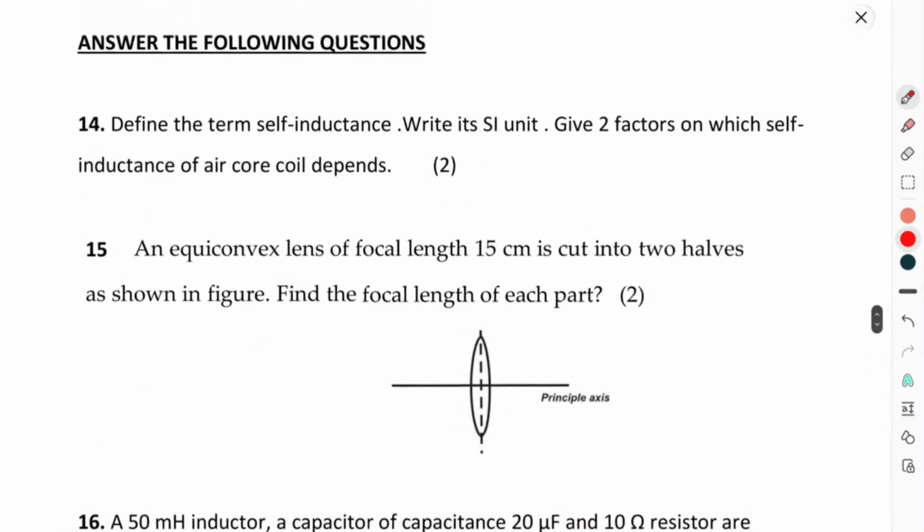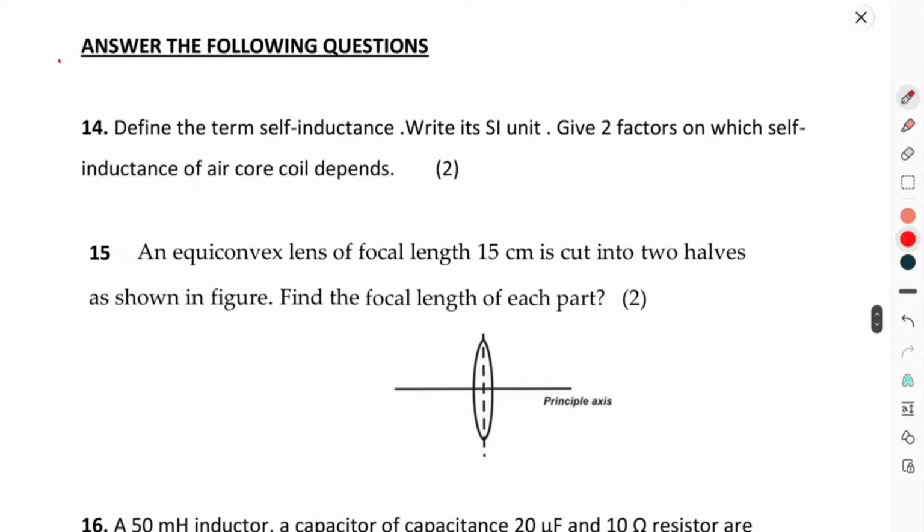Now come to question number 14. Answer the following questions. Define the term self-inductance. What is self-inductance? Write its SI unit. Give two factors on which the self-inductance of an air core coil depends.